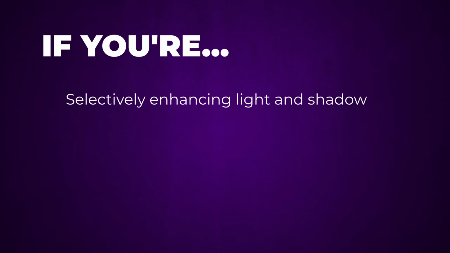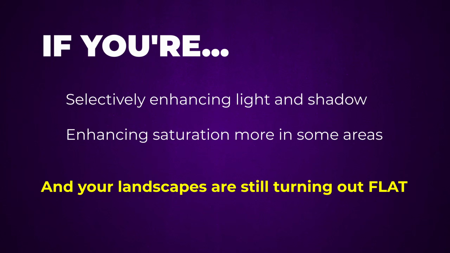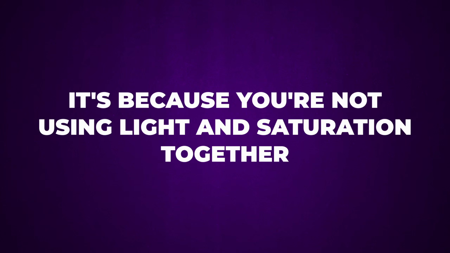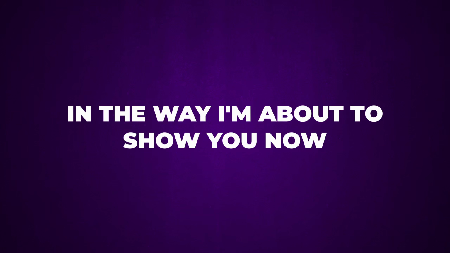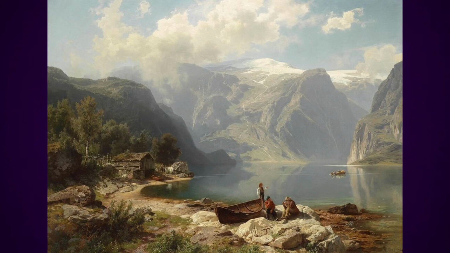Because if you're selectively enhancing light and shadow to draw attention to the important areas, and you're enhancing saturation more in some areas than in others, and your landscapes are still turning out flat, then it's because you're not using light and saturation together in the way that I'm about to show you now. So to show you how that works, let's take a quick look at some famous landscape paintings. So if you look closely at the saturation and the light in this scene, you see that some areas appear darker and more saturated, and some are lighter and less saturated. So quick question, which is which?